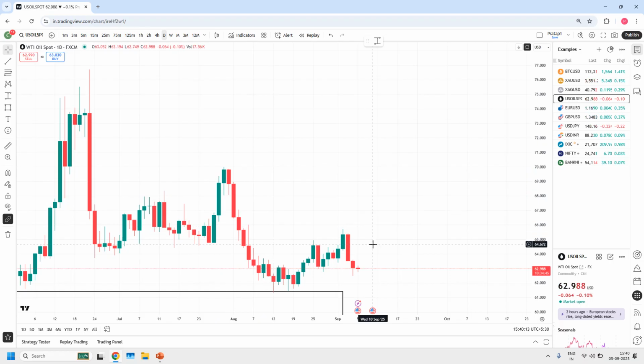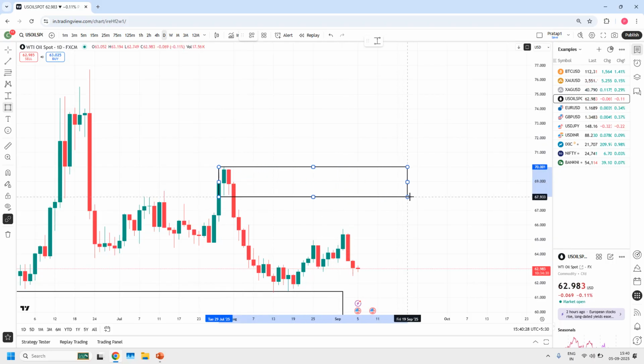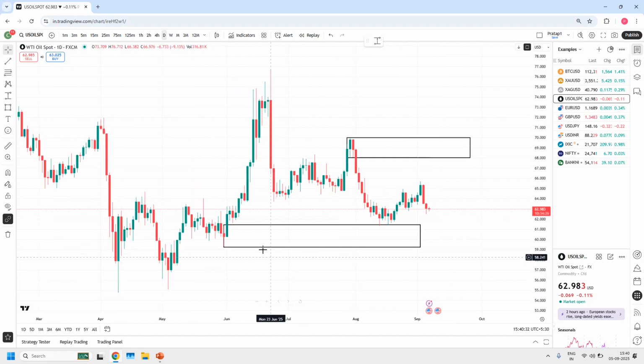Is it good enough to draw a zone? Yes, we have a leg-in, we have base candles, we have a leg out candle. So we can draw a zone here, a supply zone. And this supply zone might have institutional pending sell orders. This demand zone has institutional pending buy orders.